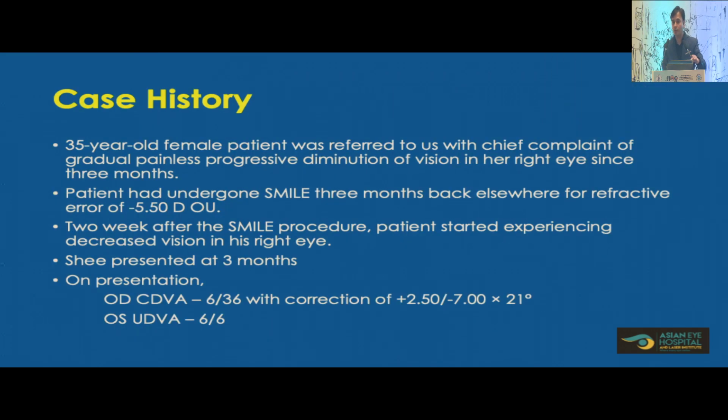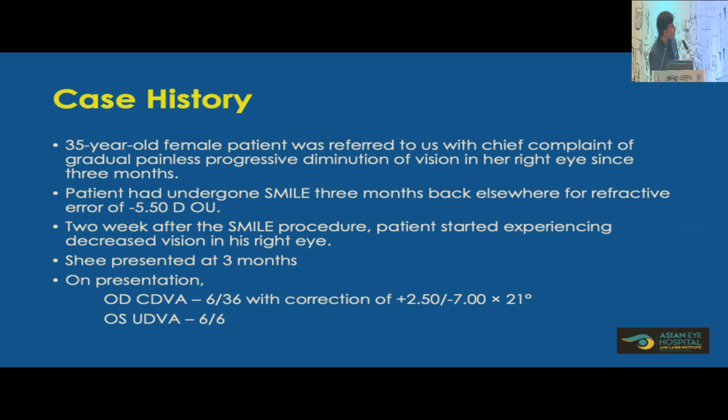In fact, there are only two cases which have been reported of progressive epithelial growth post-SMILE, one of them from India, the other one from France. But in both of them, they tried to go from the small incision to debride the epithelial growth, and there was a recurrence two or three times and glue had to be used. So this was an interesting case.